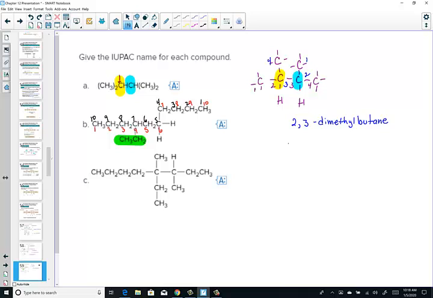And at carbon 4 is a 2 carbon unit, so it gets an ethyl. So at carbon 4, there is an ethyl group. Notice that numbers and letters are separated by dashes. So 4-ethyl, but don't separate letters. Just keep going as all one word: decane.